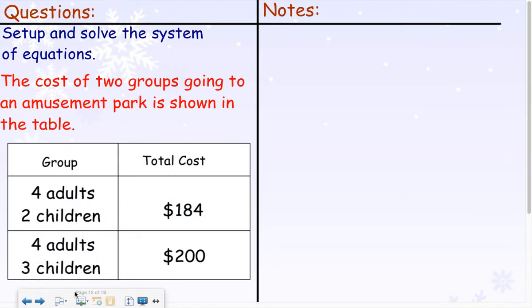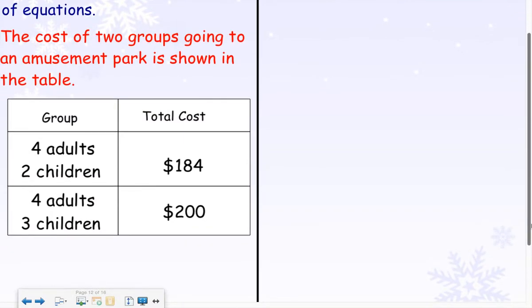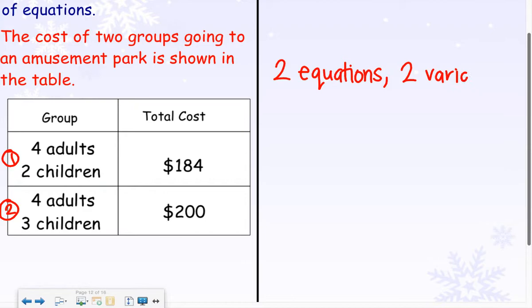All right, a word problem. So it says, set up and solve the system of equations. The cost of 2 groups going to an amusement park is shown in the table. Okay, so here's how we're going to set up a system of equations for this. We're going to write one equation for the first group and a second equation for the second group. So we know that a system of equations, we need to have 2 equations. We need to have 2 variables. And the variables have to be the same in both equations.